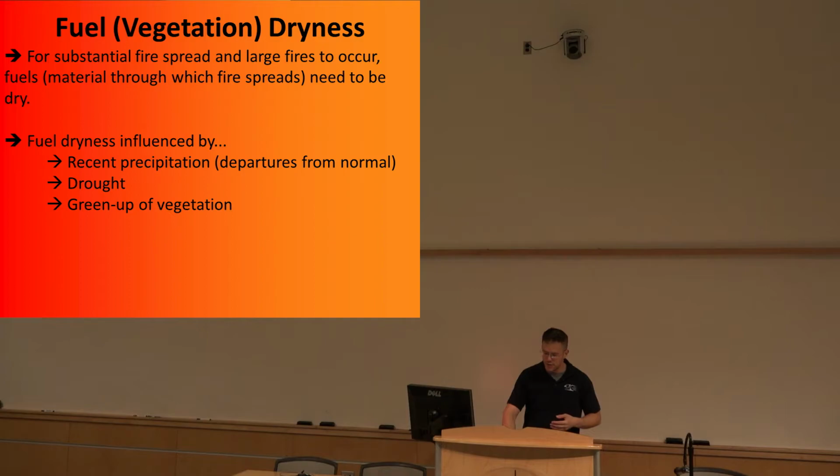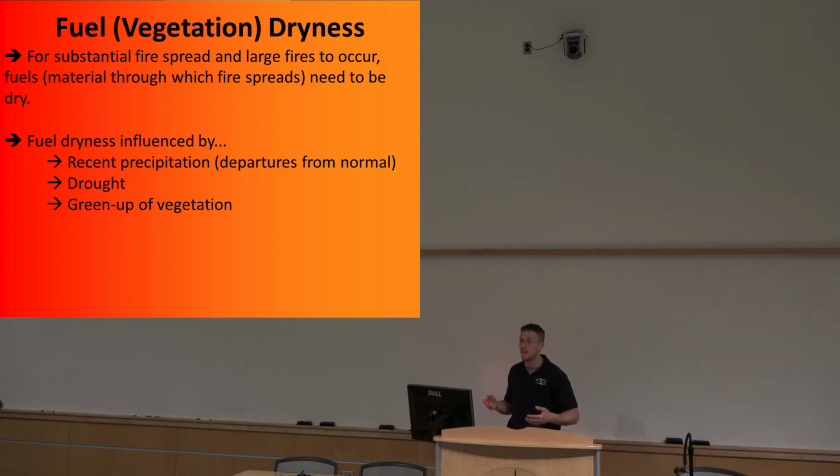All right, a very interesting perspective also in the fire weather realm here is, again, the fuels, the vegetation, the material through which fire spreads. That needs to be sufficiently dry in order for fires to spread and large fires to occur. They need to be dry. Fuel dryness can be influenced by recent precipitation. We consider departures from normal, the presence of drought conditions as well.